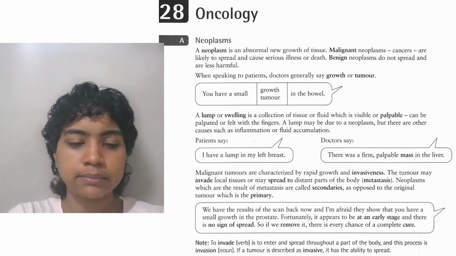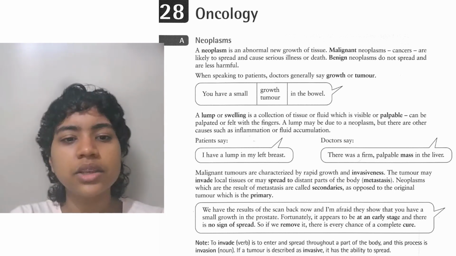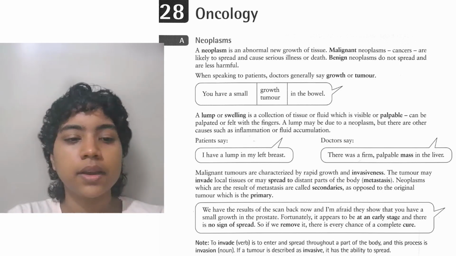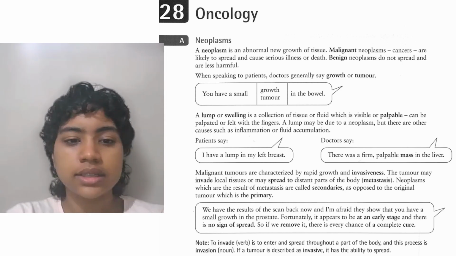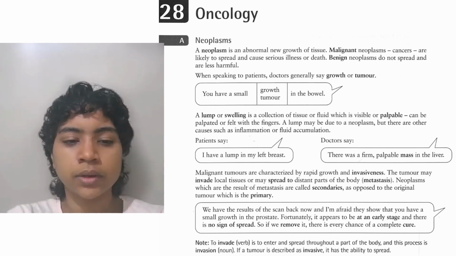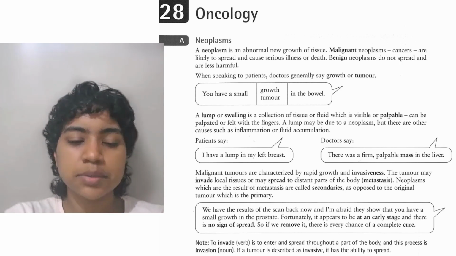Oncology. Neoplasms. A neoplasm is an abnormal new growth of tissue. Malignant neoplasms, cancers, are likely to spread and cause serious illness or death. Benign neoplasms do not spread and are less harmful. When speaking to patients, doctors generally say growth or tumor. Doctor: You have a small growth, or tumor, in the bowel.